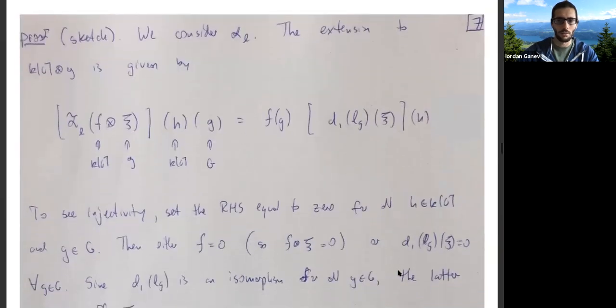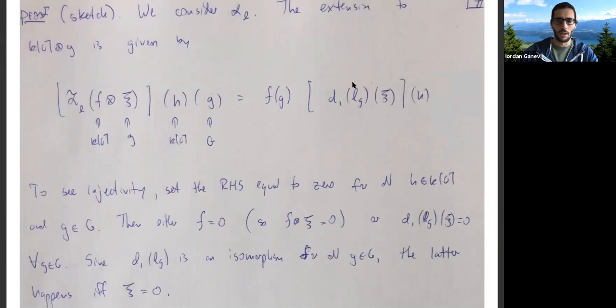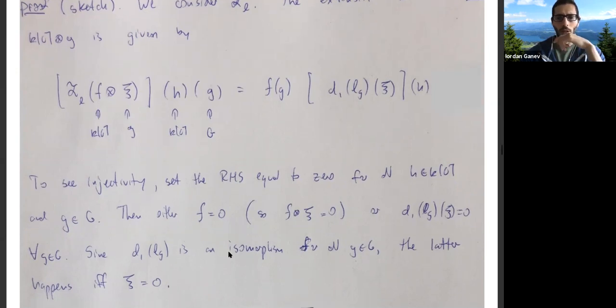And to see that it's injective, we just set the right-hand side equal to 0. So that must be 0 for all functions on the group and all elements in the group. And that happens if and only if, it's a product of two things, this f of G is equal to 0 for all elements of the group, or this part here is equal to 0 for all h and G. So if this f is 0 for all elements of G, then f itself is 0. So what we started out with is 0. That's fine. So what about this part?